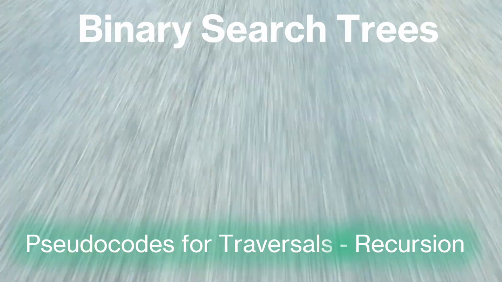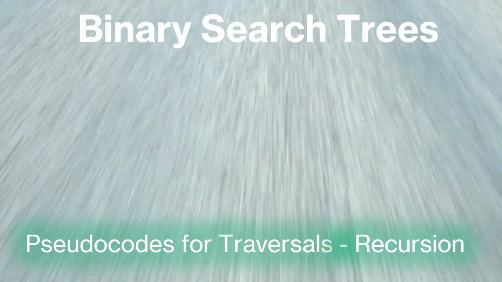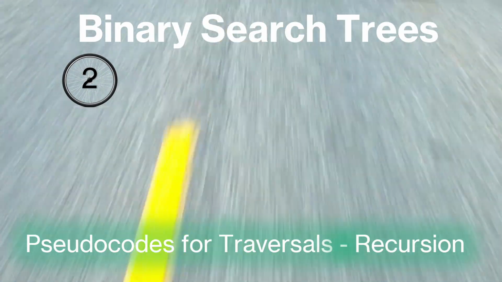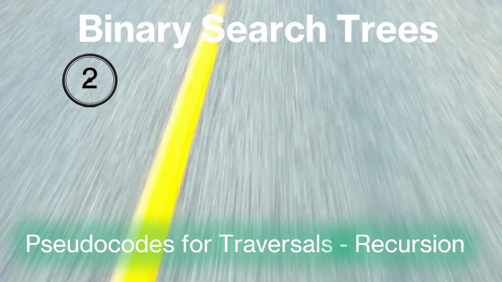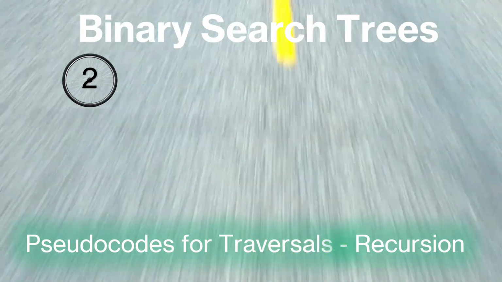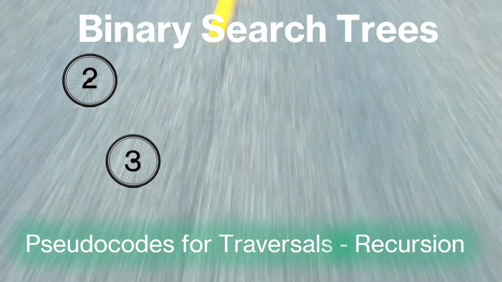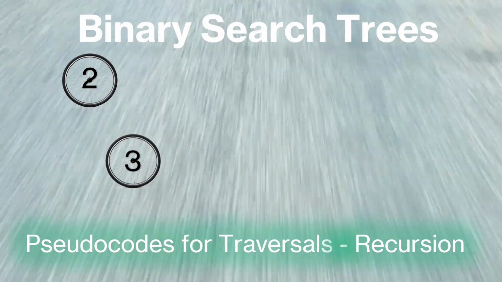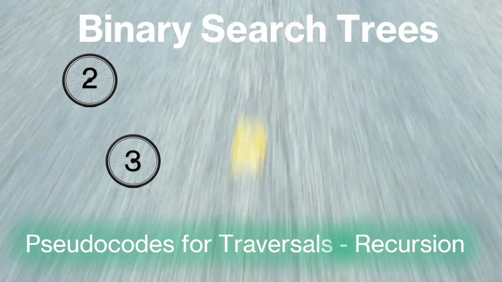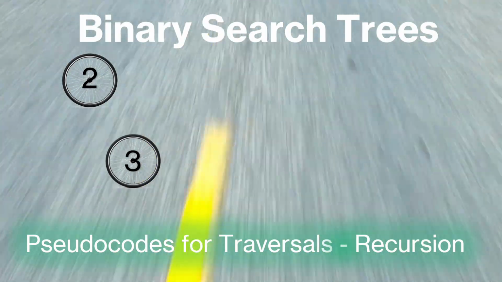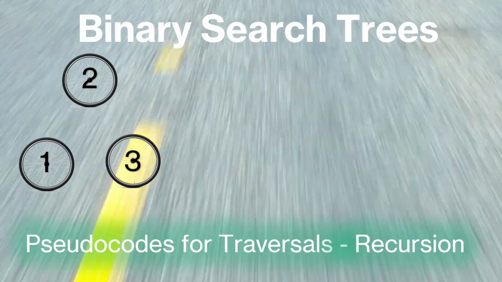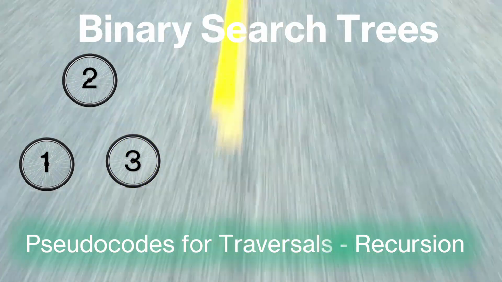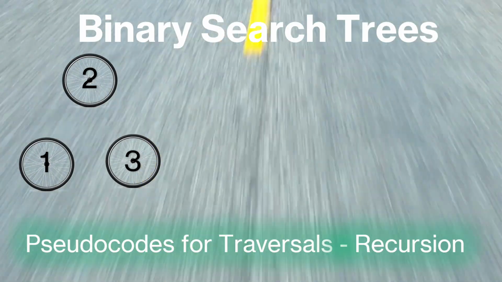We are going to look at the pseudocodes for traversal. In our last lesson, we talked about the depth-first traversal. We looked at the 3 cases. We looked at how to write out the values in our trees, if it was a post-order traversal, an in-order traversal, or a pre-order traversal. We're now going to look at the pseudocodes for all 3.